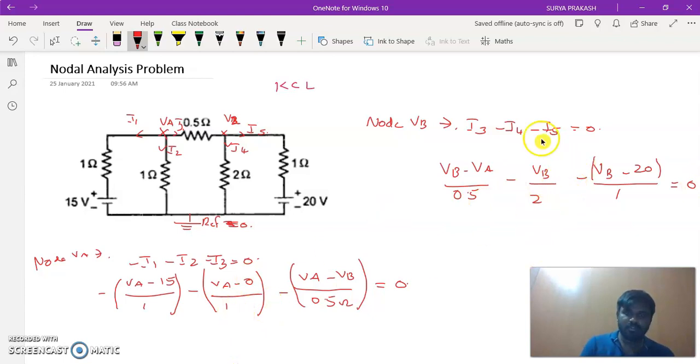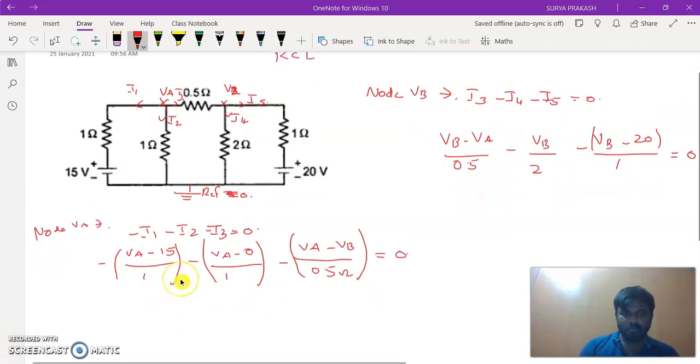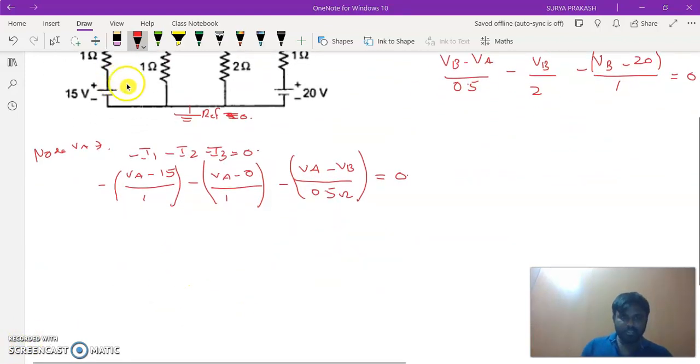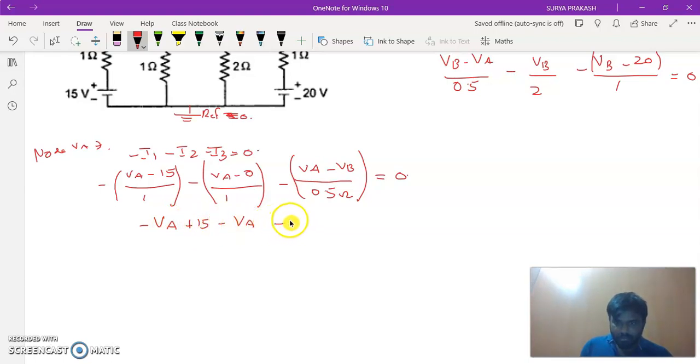So this is how we find out the two nodal equations. Once you solve the algebraic equation for this nodal equation, we get a minus VA plus 15 minus VA minus 2VA plus 2VB is equal to 0. Once you solve this equation, you will get 4VA minus 2VB is equal to 15. So this is one equation.